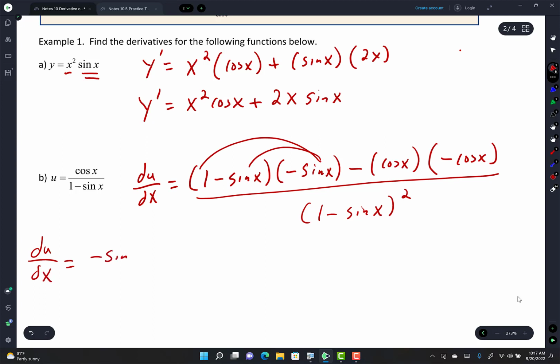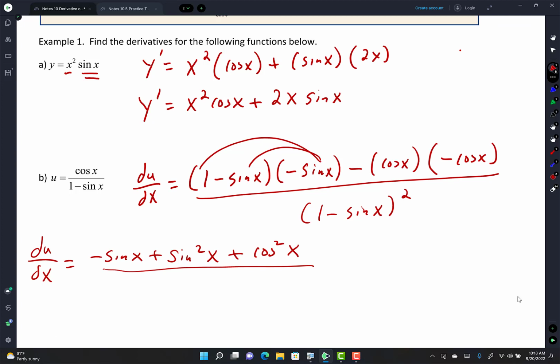So negative sine x times a negative sine x, that's going to be a what? Plus sine squared x. Make sure you put the squared after the n, or use parentheses. We'll talk about that a little bit as a side note. Cosine x times negative cosine x. Well, it's a negative, but then I have a negative there, so it's going to turn to a plus cosine squared x. Either put it in parentheses and put the square on the outside, or put it immediately after the s. All over 1 minus sine x.